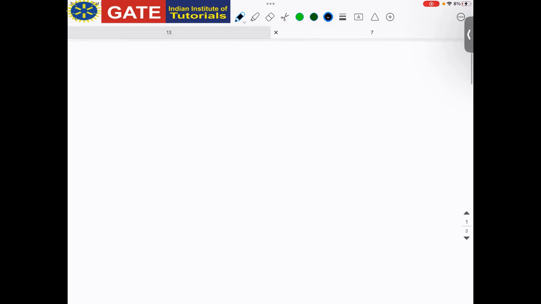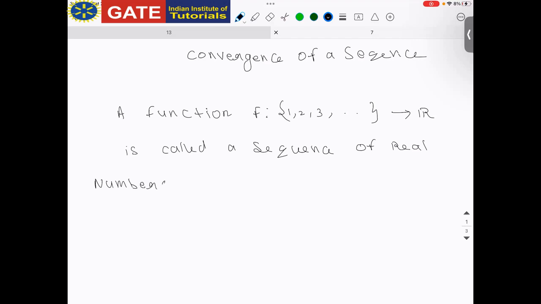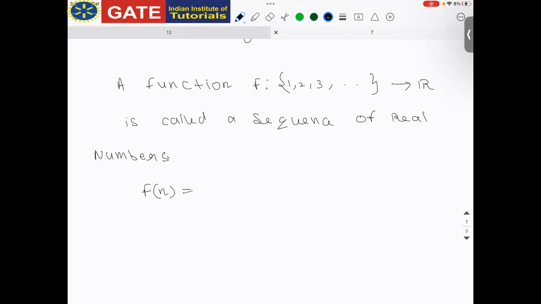So today we are starting a new topic, sequence and series. So write, convergence of a sequence. So a function f from 1, 2, 3 and so on, that is from natural numbers to real numbers, is called a sequence of real numbers. And we write f of n as xn.